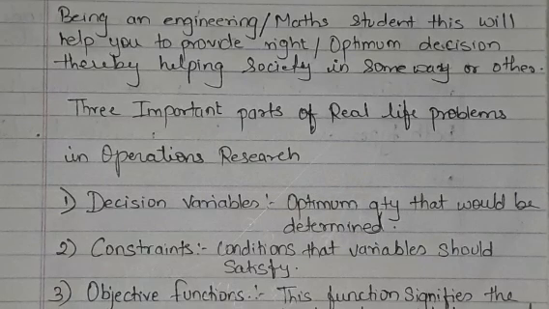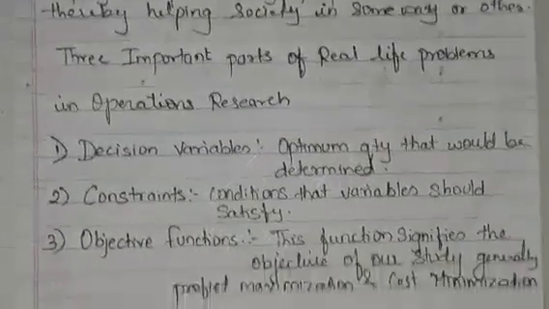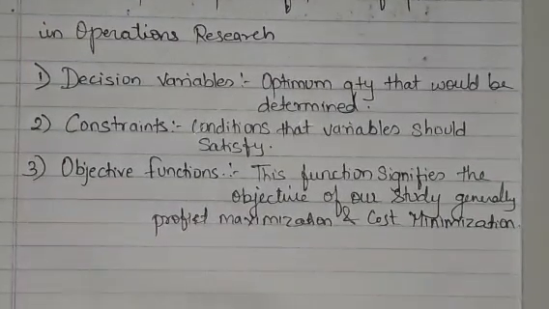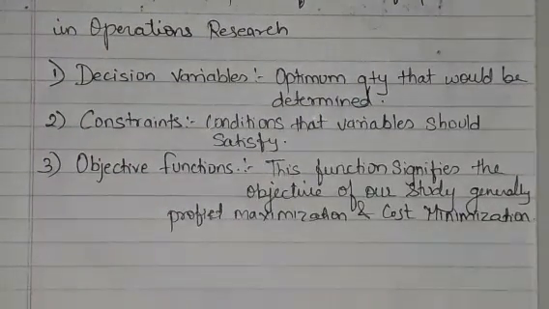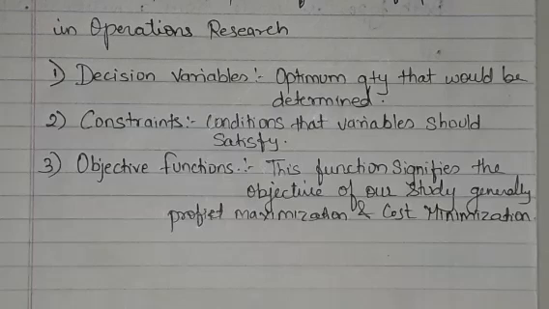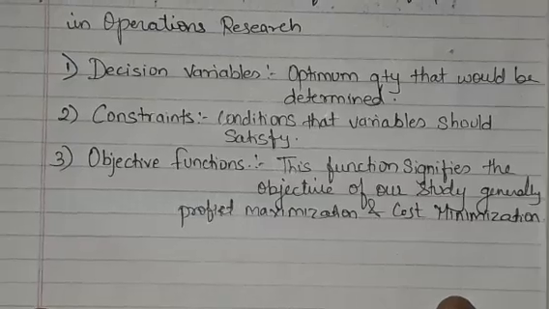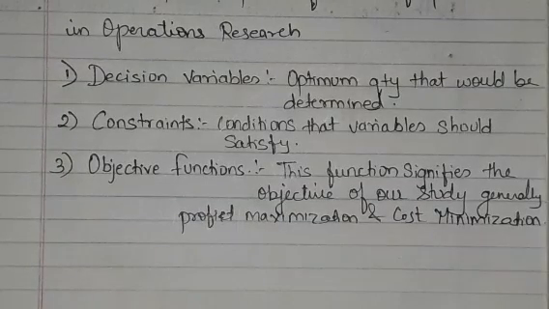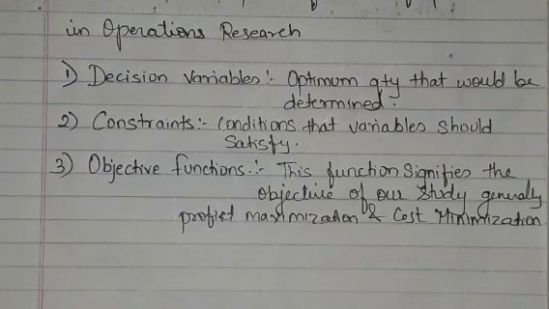So there are three important parts of real life problem in operation research basically, and the first one would be decision variable, constraint and objective function. So take any problem of operation research, you at least should know these three things. First is decision variable, constraint and objective function. Now what are those things?